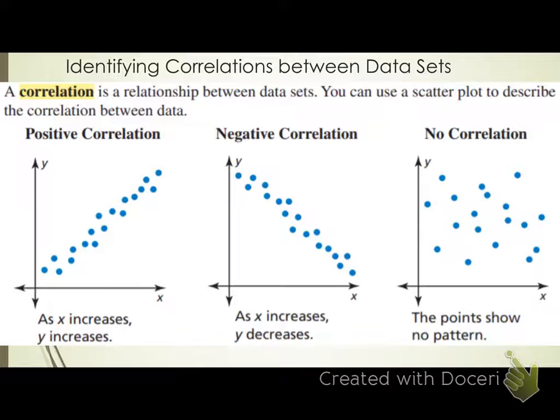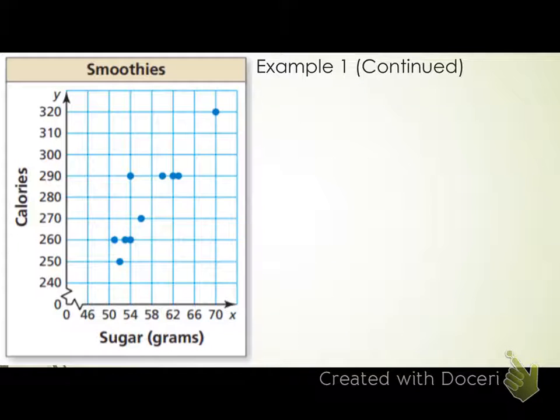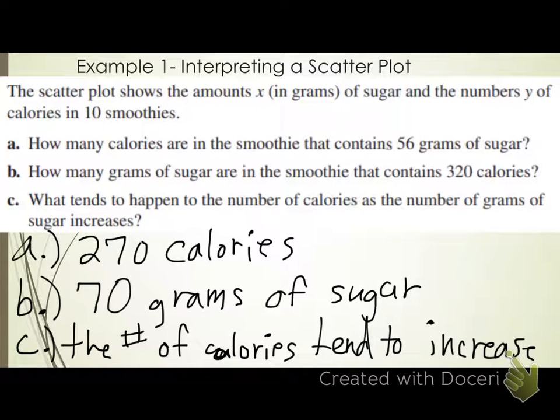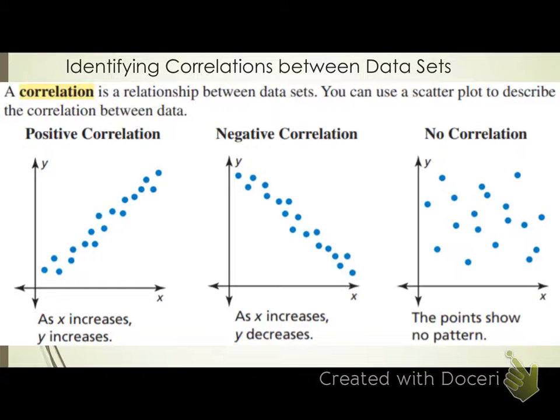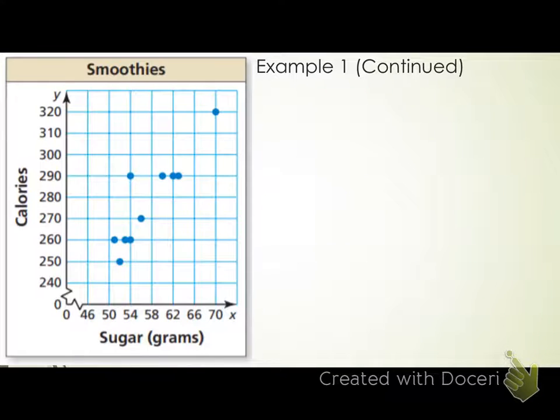So on my previous example, would we say that's positive or negative or no correlation? Positive. As my x values are increasing, my y values are also increasing. Which we kind of already answered on letter C, right? As the x values increase, we said the y values were increasing. That's positive correlation. I can also kind of see the points forming around a line of fit. That line would have a positive slope, positive correlation.